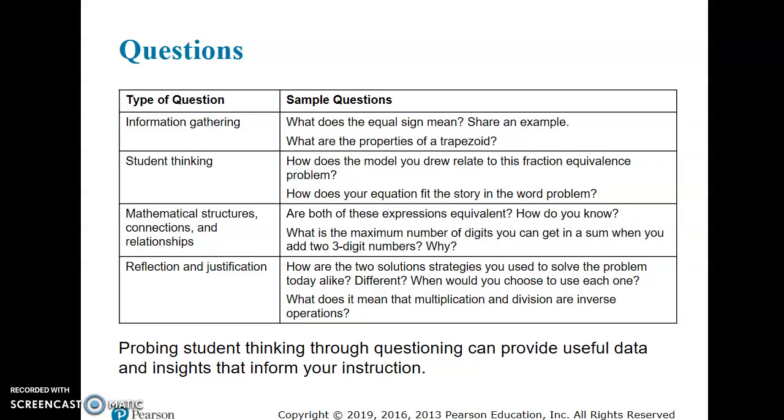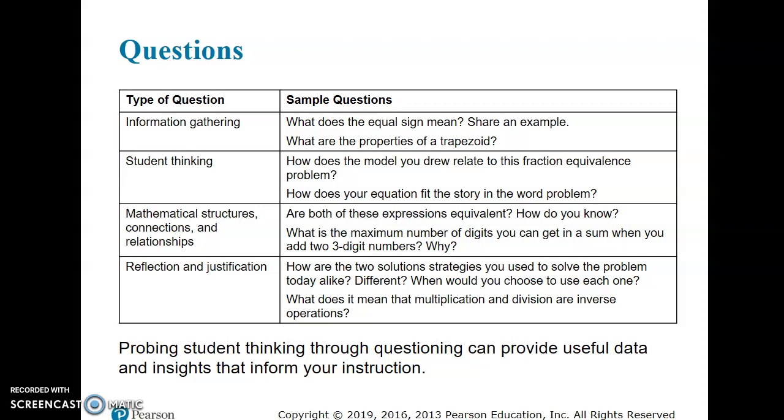Probing students' thinking through questioning can provide useful data and insights that could inform instruction. Also, your use of questions helps students get past being stuck and promotes their ability to think for themselves. As you circulate around the classroom to observe and evaluate students' understanding, use your questions to help students, not just give them the answer or tell them this is how you do it.